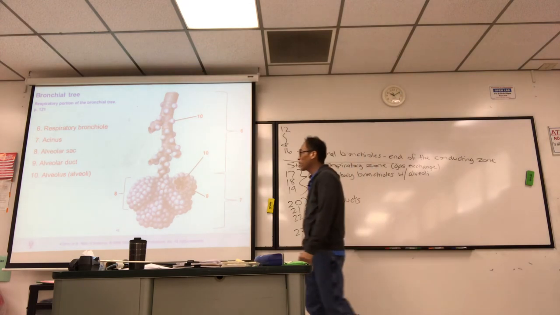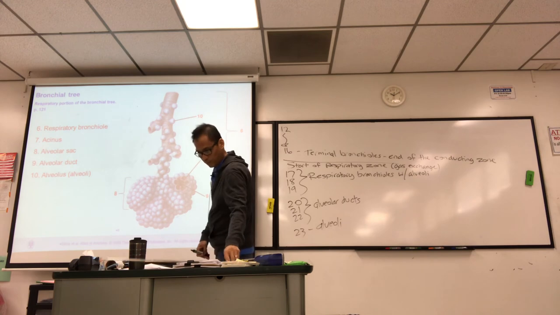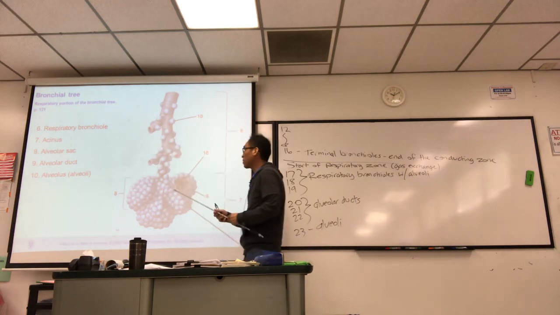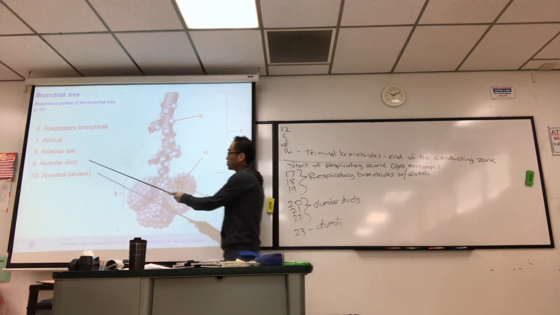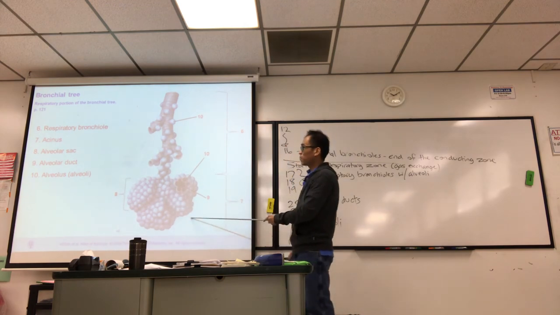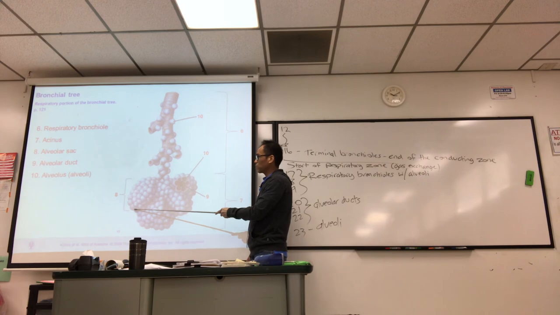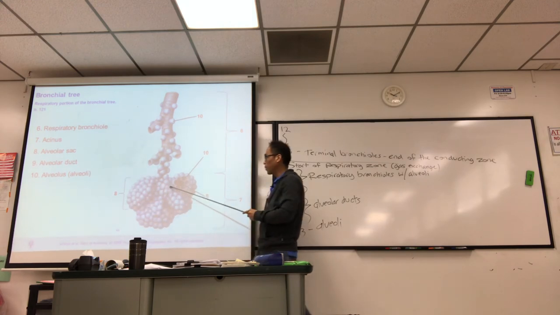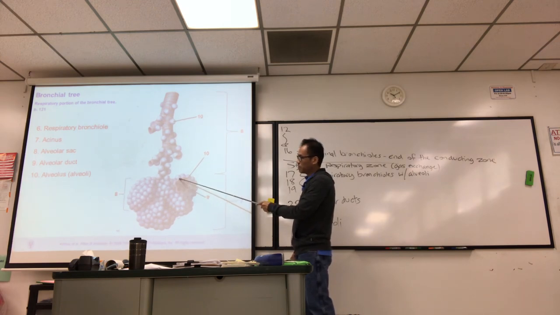On the picture there, it kind of looks like clusters of grapes. It's kind of what it reminded me of. And they call number 7 the acinus, which describes the shape. To me, it looks like many clusters of grapes. Number 8, alveolar sac, is like one cluster of grapes. If you cut one open, you can see that's an alveolar duct. And the alveolar duct leads to the dead end. Each individual grape is an alveolus.